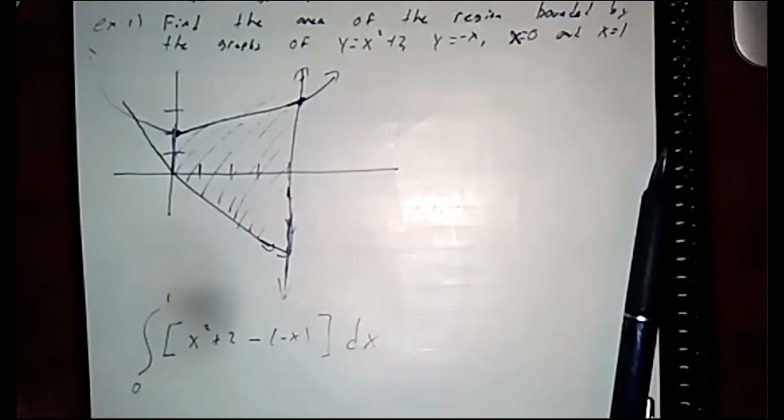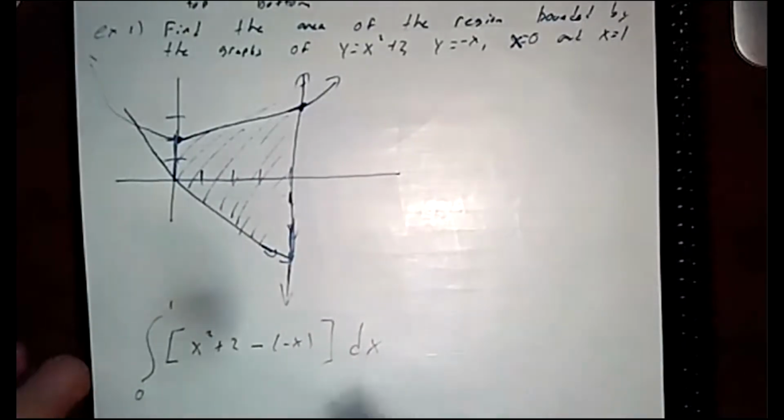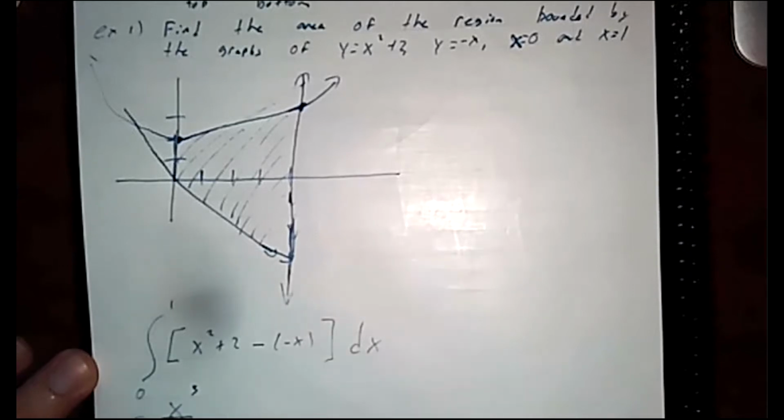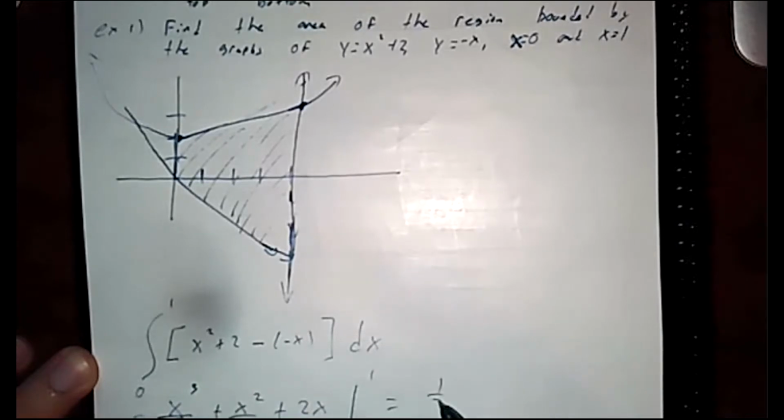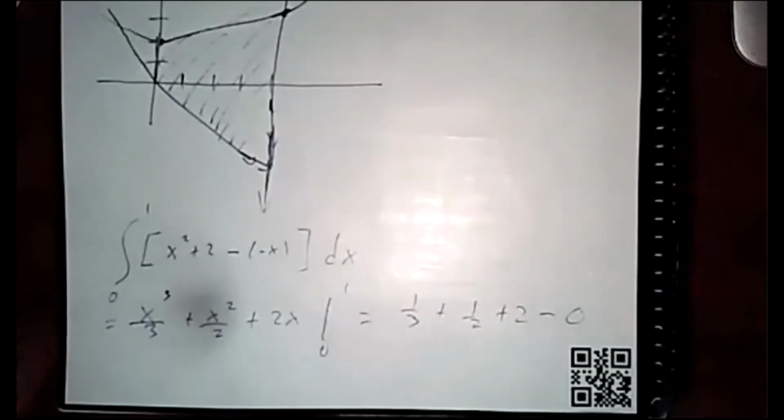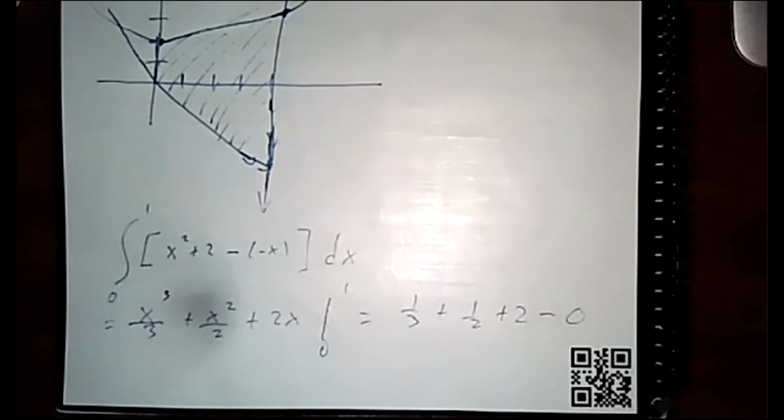So at this point, it's set up. You just integrate and you're done, right? Let's skip the integral part. At this point, I'm assuming you can do integrals. And then do the bounds 0 to 1. So that would be 1/3 plus 1/2 plus 2 minus 0. Whatever that is. Who cares? Do you see the idea on how to set it up? Yes. All right.